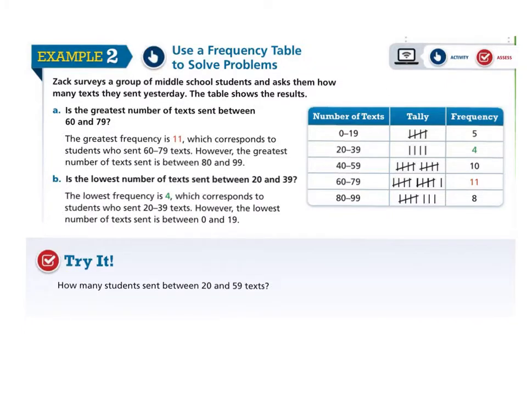Example 2, Zach surveys a group of middle school students and asks them how many texts they sent yesterday. The table shows the results. So on A it says, is the greatest number of texts sent between 60 and 79? So 60 to 79 is the greatest frequency.